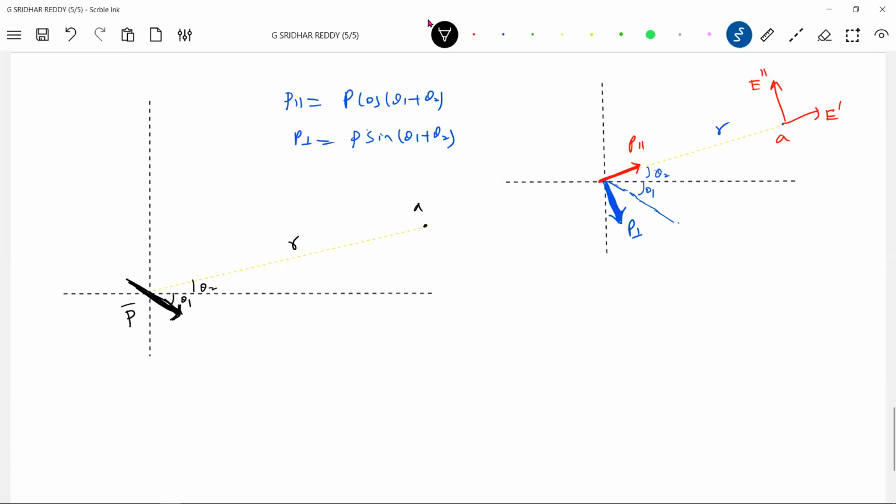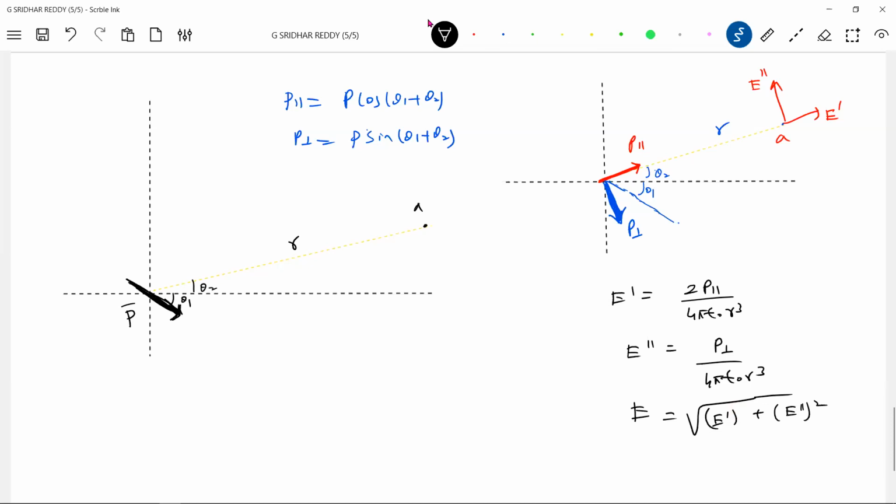So what are the values? E dash should be equal to 2P parallel over 4 pi epsilon naught R cube. E double dash should be equal to P perpendicular over 4 pi epsilon naught R cube. What is the resultant E bar? I think this will be a much easier method, no? Substitute P parallel and P perpendicular with these values. So you can use any of the alternative methods available for you.